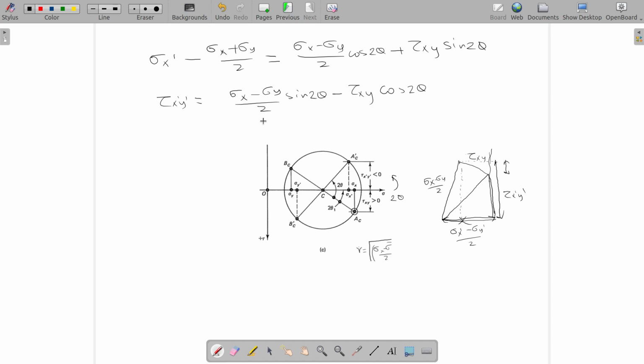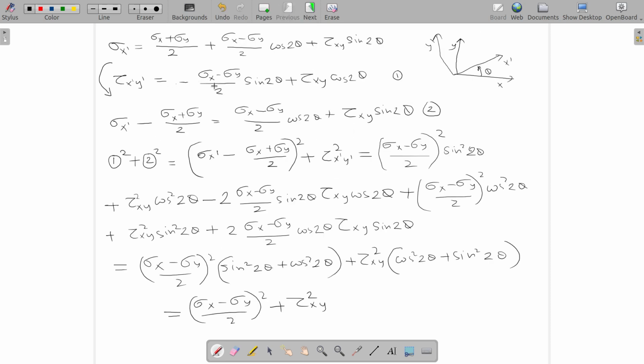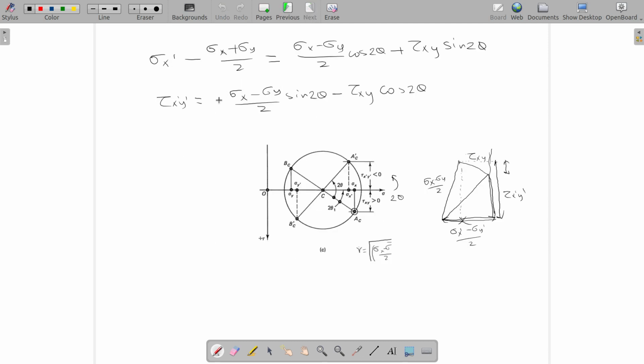The problem here is that if you compare this equation with this equation, you will see that there is a difference with a negative sign. This is minus sigma x minus sigma y by 2 sine 2 theta plus tau xy cos 2 theta. Here this is the negative of that term, and that is the reason why we take negative tau in the y direction here. Now you understand the logic behind taking positive tau downwards and negative tau upwards. So if we take negative tau upwards, we have to put the negative sign here. Right.